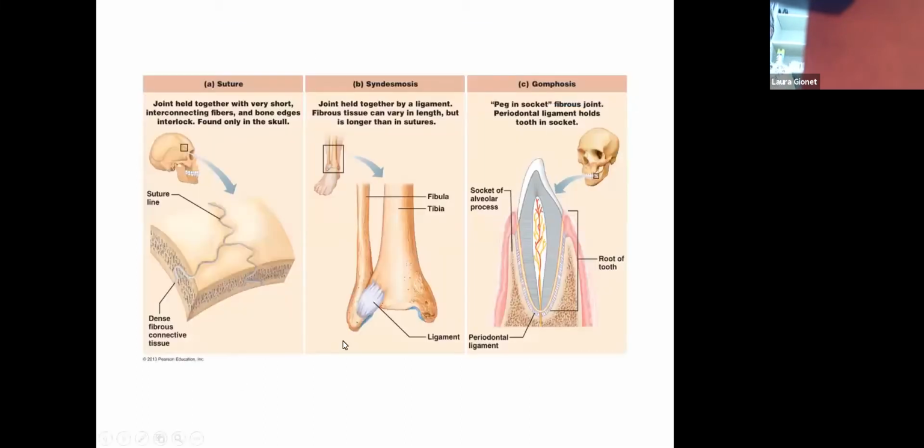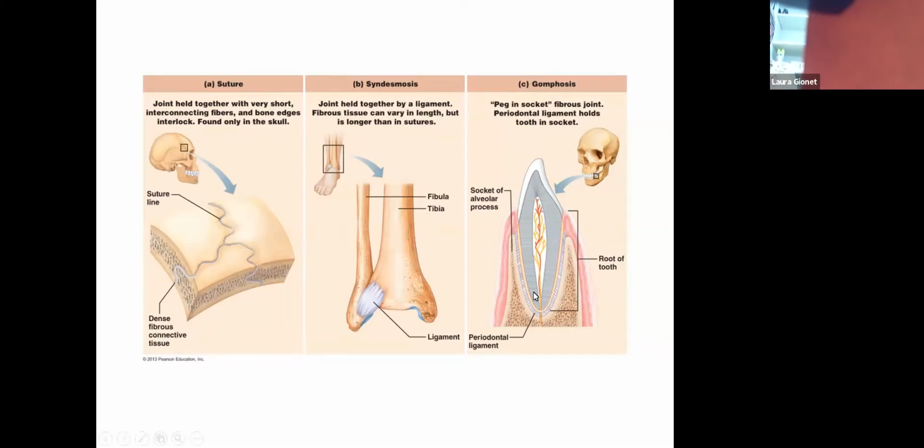All right, so here we have some pictures. Sutures: they really do look like they're already interdigitated enough. However, there is connective tissue that really secures them together. We have ligaments like here between the tibia and the fibula. Think of ligaments like the medial and lateral collateral ligaments around the elbows and the knees, which often can tear with different types of athletic injuries.